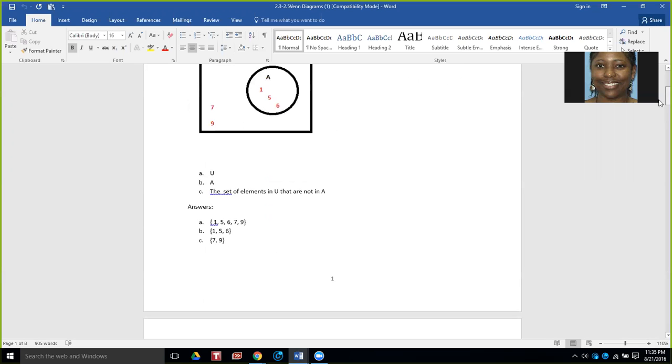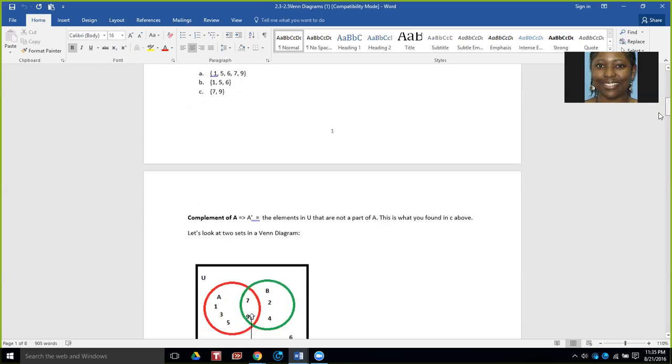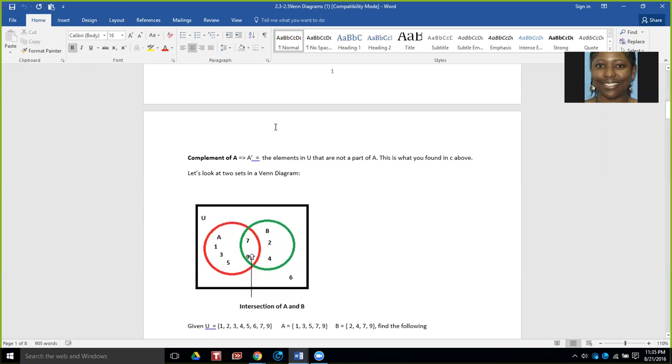All right, and so you may see this in the My Math Lab, where it has an A or a variable with a line or dash beside it. We call that the complement of, and it means the elements not a part of the set. Okay, so just in case you see that.